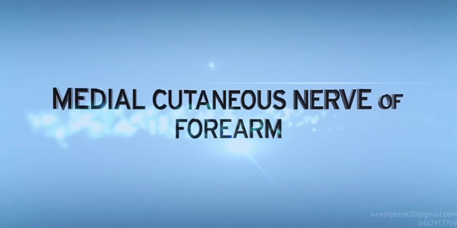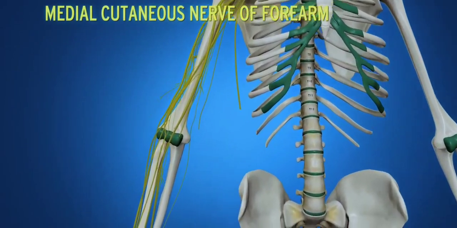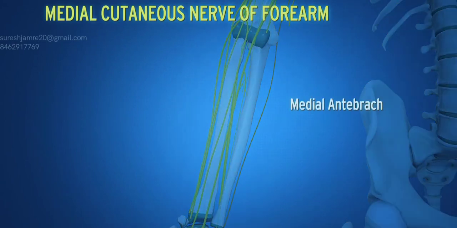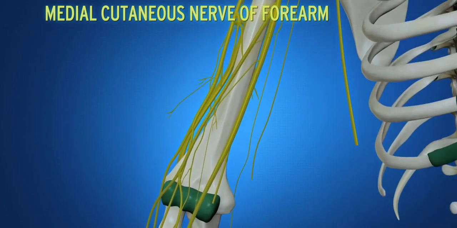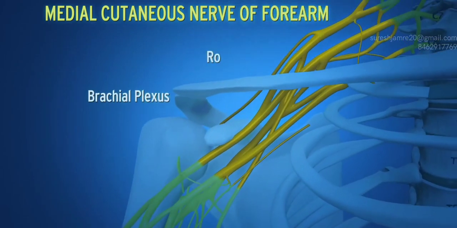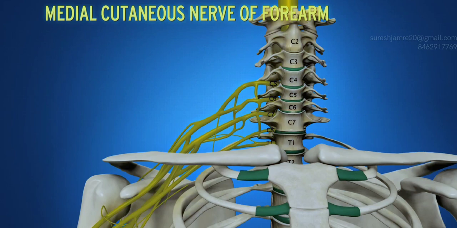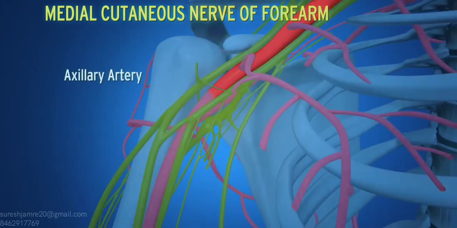Medial cutaneous nerve of forearm. The medial cutaneous nerve of forearm, also known as medial antebrachial cutaneous nerve, internal cutaneous nerve. Origin. It arises from the medial cord of the brachial plexus of root value C8 and T1. Course. Its commencement is placed medial to the axillary artery.